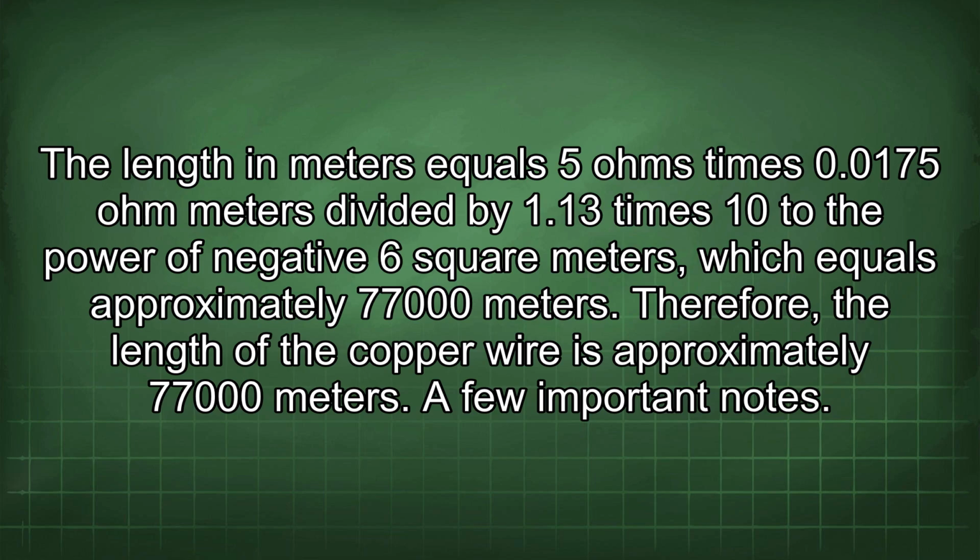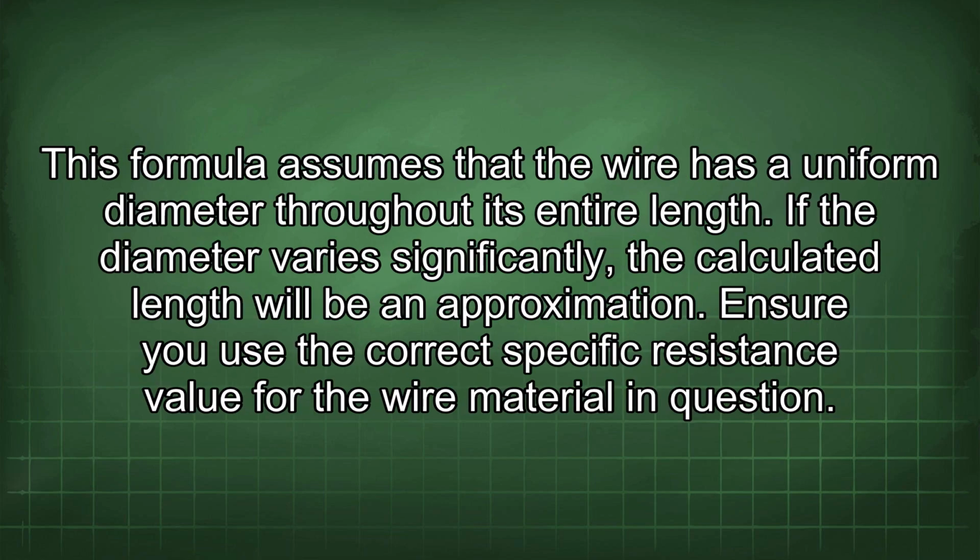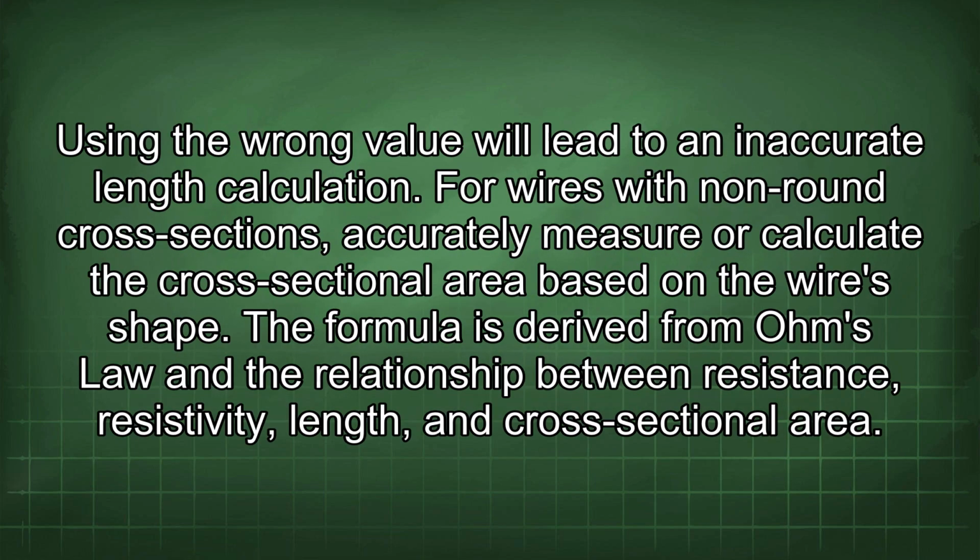A few important notes. This formula assumes that the wire has a uniform diameter throughout its entire length. If the diameter varies significantly, the calculated length will be an approximation. Ensure you use the correct specific resistance value for the wire material in question. Using the wrong value will lead to an inaccurate length calculation. For wires with non-round cross-sections, accurately measure or calculate the cross-sectional area based on the wire shape.